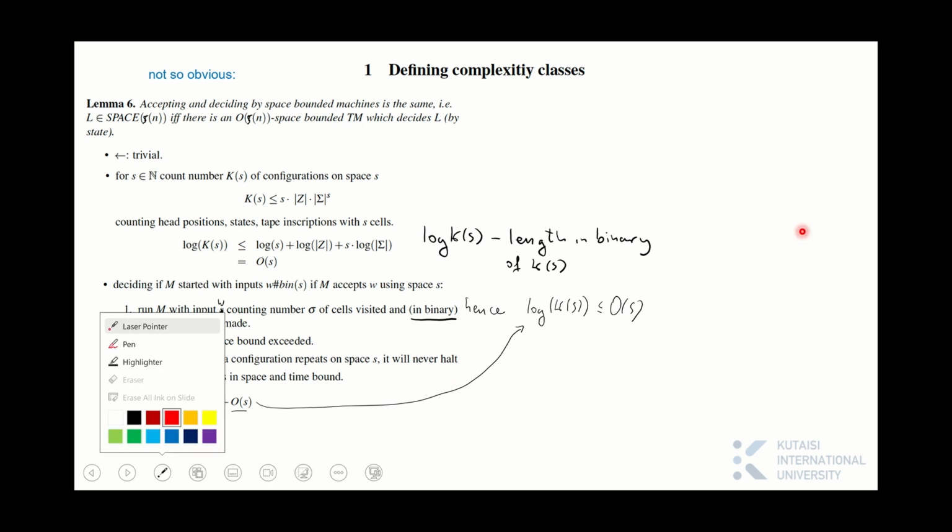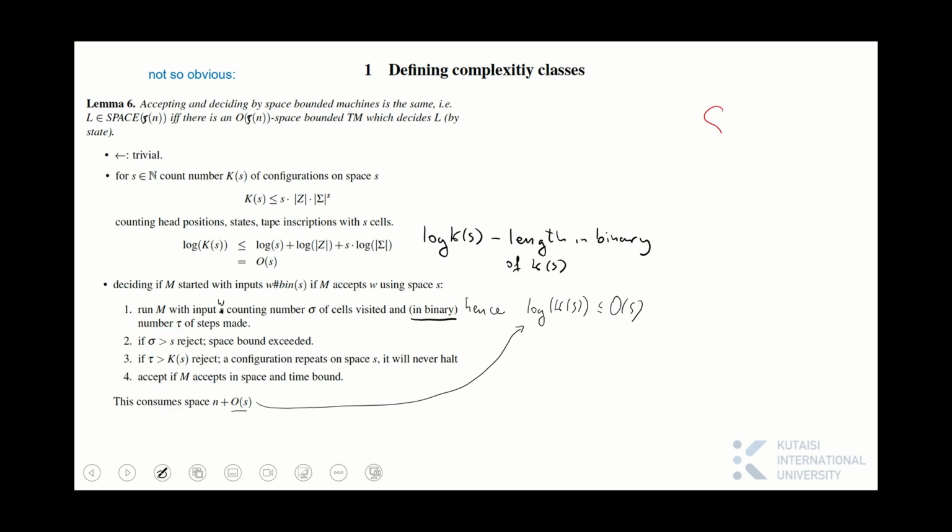I'm just formalizing this proof, nothing really. I fix space S, so it's a natural number. Let's say S is 27, I don't know, some natural number I fixed, and I'm running my old machine on W, and I want to decide whether this accepting happens in 27 steps or not. How do I do this? I take an input W and also the binary length of S.